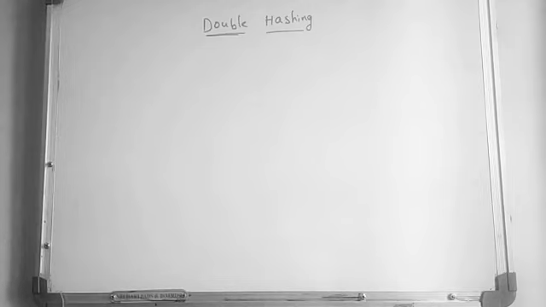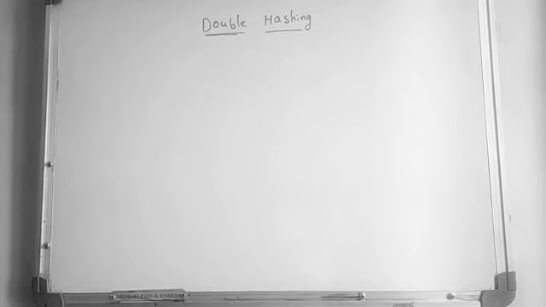The last collision resolving technique is double hashing. So far we have discussed linear probing, how it resolves the collision, and the second is quadratic probing, and now the last technique is double hashing. The name itself has the word double, that means we need two hash functions. So when we are using two hash functions, let us see.